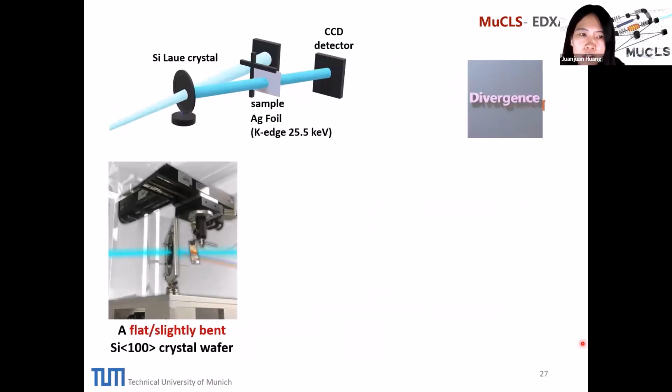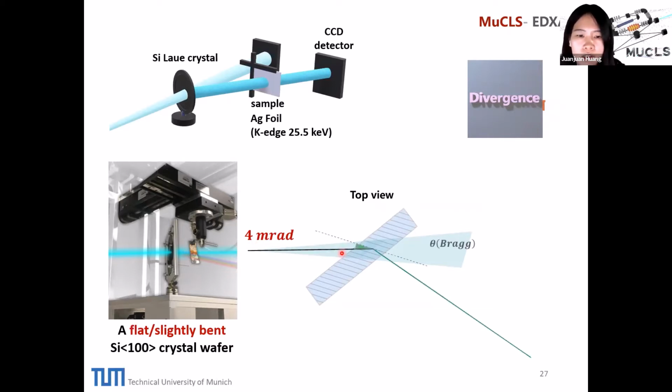The divergence of the source, as I mentioned before, is 4 millirad. So this 4 millirad together with a flat or slightly bent crystal wafer can give an energy gradient. Here is an illustration from top view. X-rays are coming from this direction, and the crystal is rotated to a Bragg condition in a Laue geometry. So this crystal plane can diffract a certain energy.